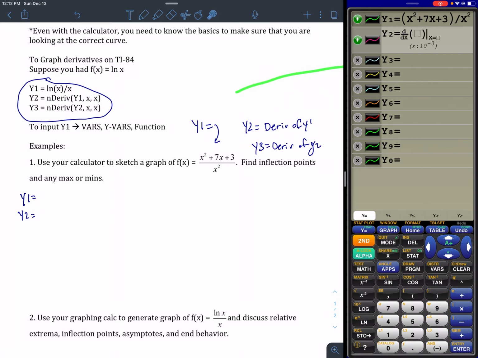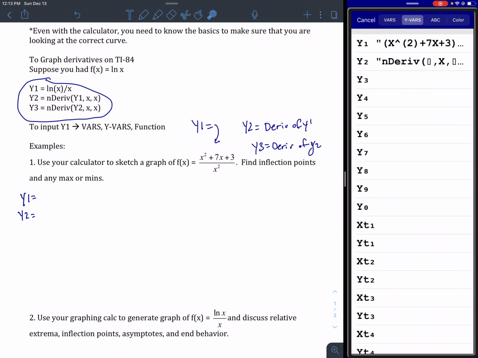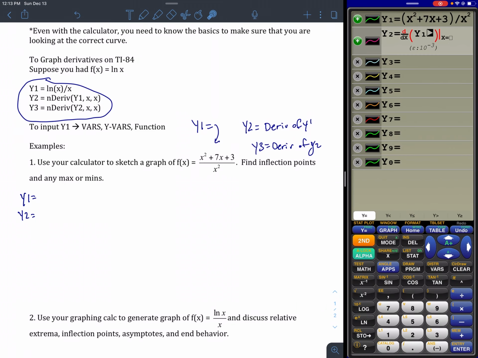I'm looking up over here just so you know where I'm looking, and I'm going to put the y1 equation. So I'm going to hit the button that says vars, and it's right over here. I want to go to y vars. Up at the top you'll have a menu. I want to hit y vars, and I'm going to choose y1. And what it did is it put my y1 equation in so I don't have to retype that equation.